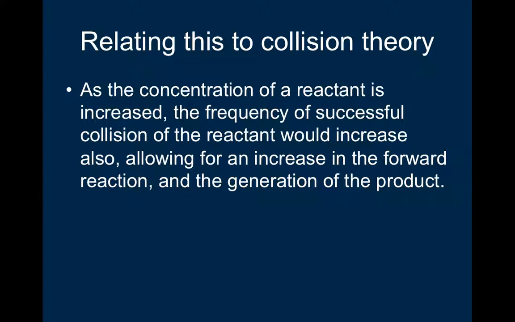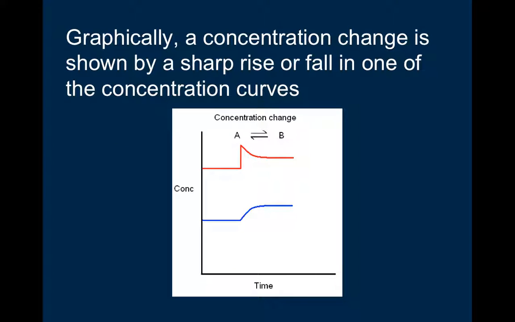So how does this relate to collision theory? As the concentration of a reactant is increased, the frequency of successful collisions of the reactant would increase also. So then it makes sense, if there's more reactant present in the system, they're going to collide successfully, therefore they're going to generate product. How do we see this in graphical form?